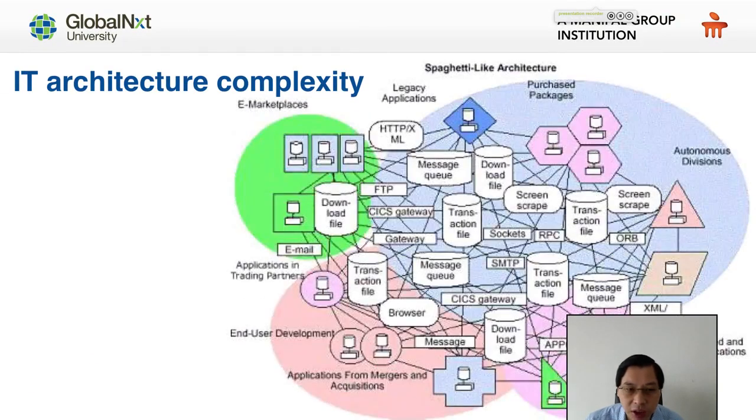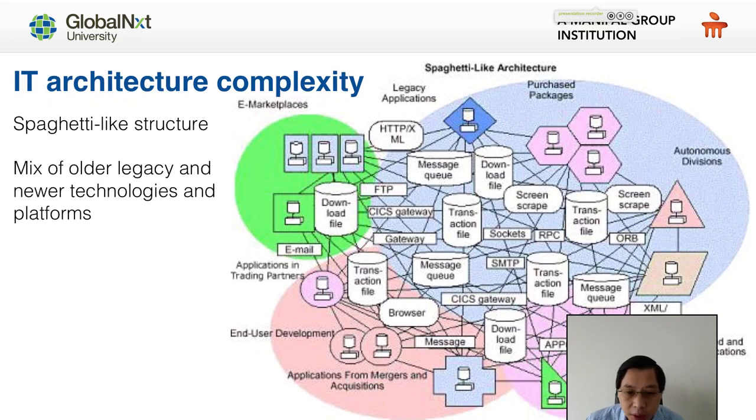Of course, IT architecture is extremely complex for many organizations these days. This is probably how it looks when you have lots of different systems designed at different points in time, and they're all interconnected in different ways. It really is characteristic of what we called earlier the spaghetti architecture. And you can see it's all jumbled up.